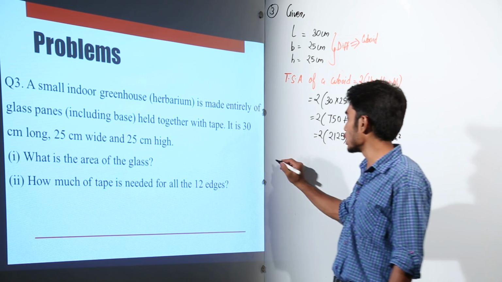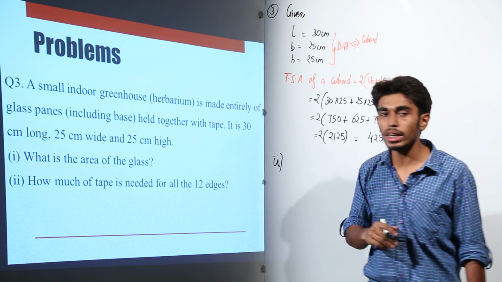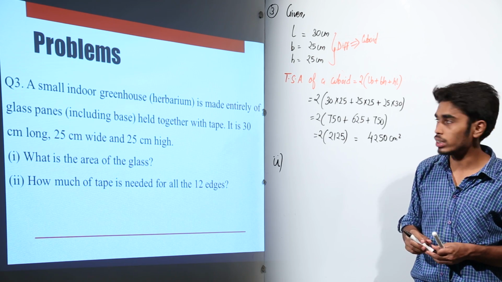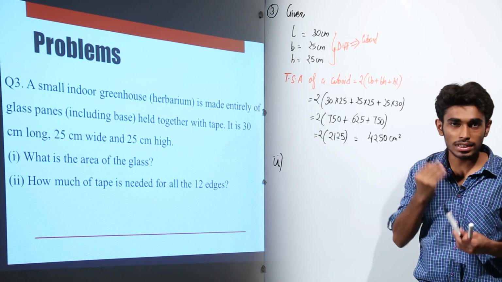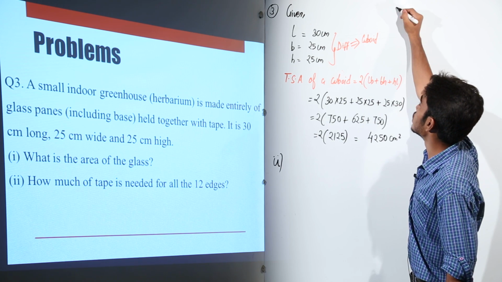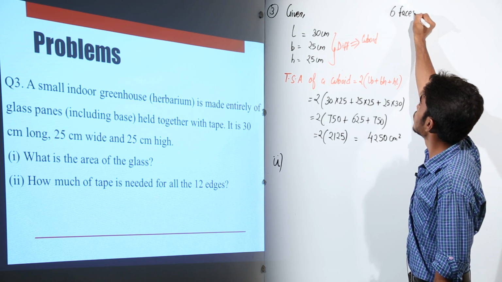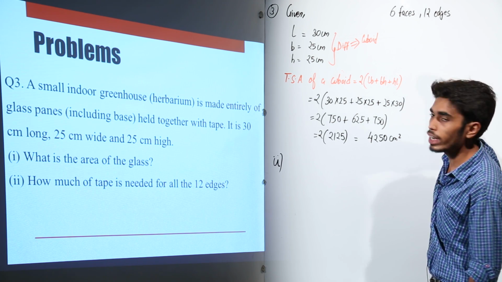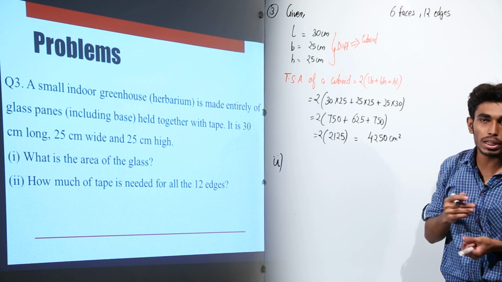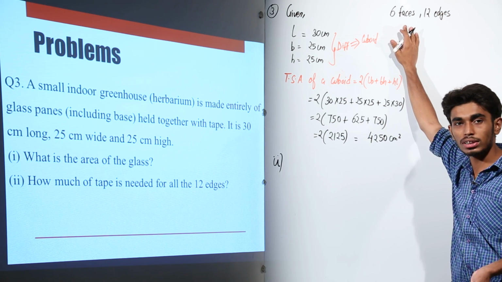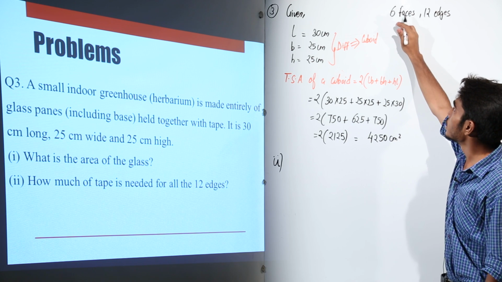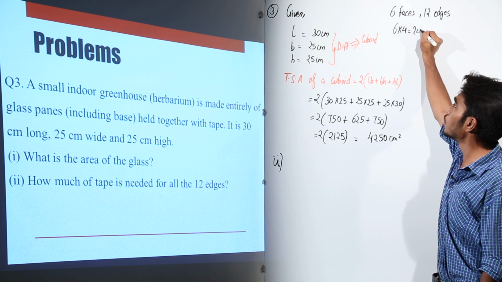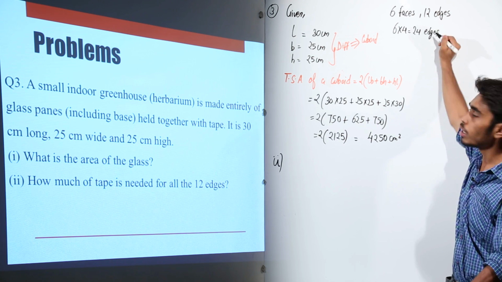Now we need to do the second question. In this second question, we need the length or the amount of tape that is required for all the 12 edges. As we know, a cuboid has 6 faces and 12 edges. Now what are those 12 edges? You must be thinking that we have 6 faces and each face has 4 edges, so it should be 6 into 4 is equal to 24 edges. But that is wrong.